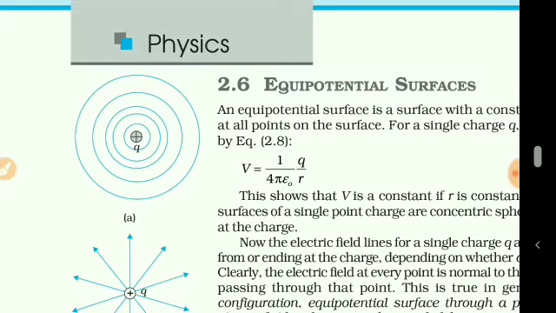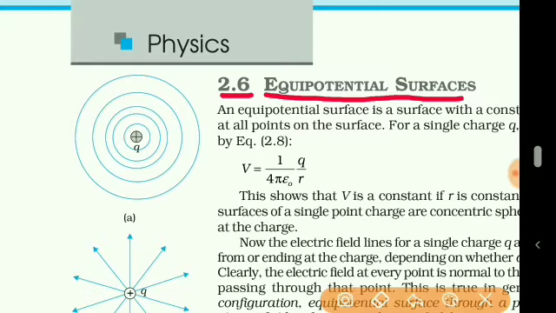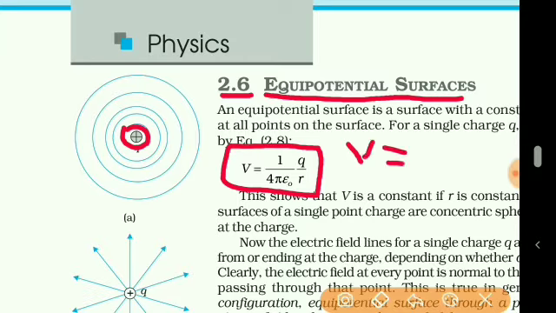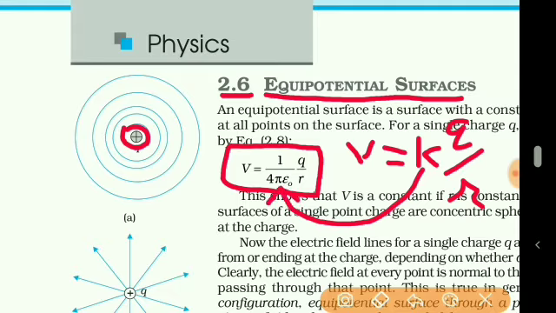In today's lecture, we are going to study topic number 6, equipotential surfaces. Now we know that for a single charge, the potential at distance r is given by V is equal to KQ by r, where K is equal to 1 upon 4 pi epsilon naught.